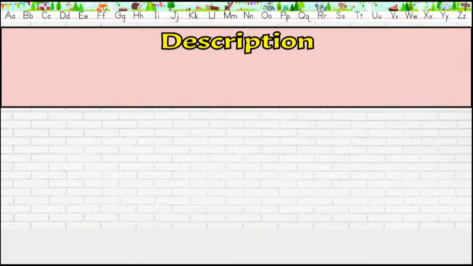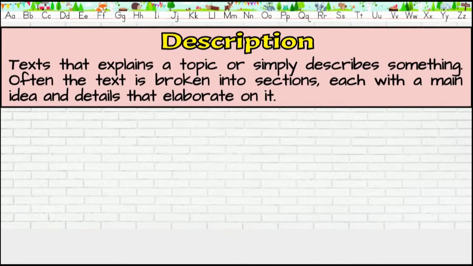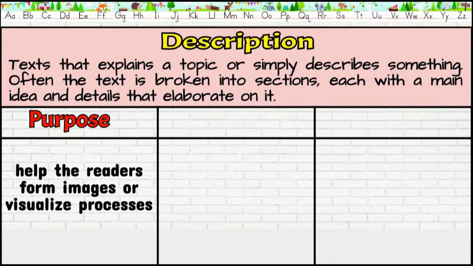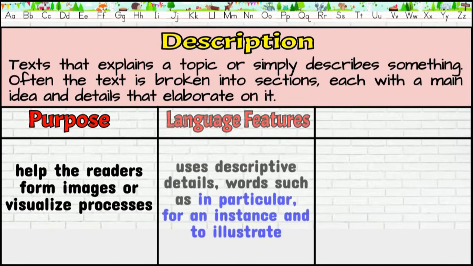First is description. Text that explains a topic or simply describes something. Often, the text is broken into sections, each with a main idea and details that elaborate on it. This text structure aims to help the readers form images or visualize processes. It tells the readers why something is being described, why the described topic is important, and it provides examples of the described topics. This text structure uses descriptive details, words such as in particular, for instance, and to illustrate.